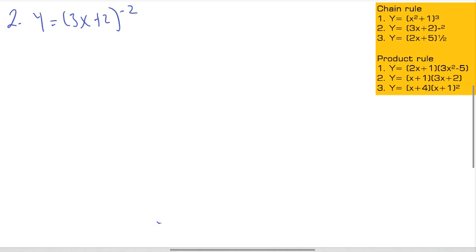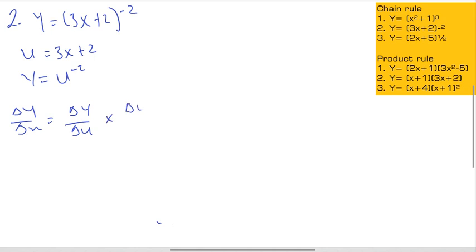Here now we're going to say let u be equal to 3x plus 2. y will be equal to u raised to the power minus 2. So that means dy dx will be equal to dy du multiplied by du dx. Very simple. So now let's go. Dy du is what? So we have u raised to the power minus 2. So minus 2 will come here. So that will be minus 2u raised to the power minus 2 minus 1. That will be minus 2u raised to the power minus 3.